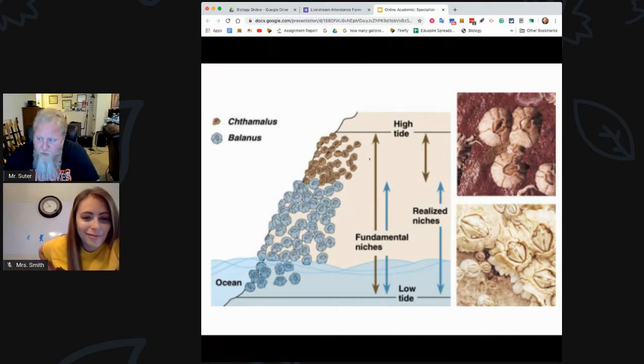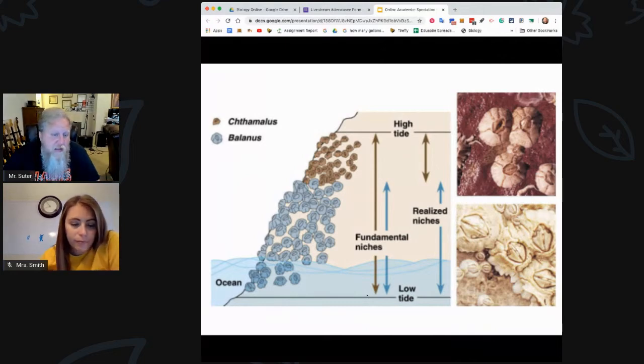The brown barnacle can occupy from all the way up here to all the way down here. That's its fundamental niche, where it could live. All right. It's able to survive outside of the water when the high tide goes out and you have a low tide. So it can survive for a period of time not being submerged. That's its fundamental niche. The blue barnacle's fundamental niche only goes this high. And so it cannot survive outside of the water without being submerged as long as the brown.